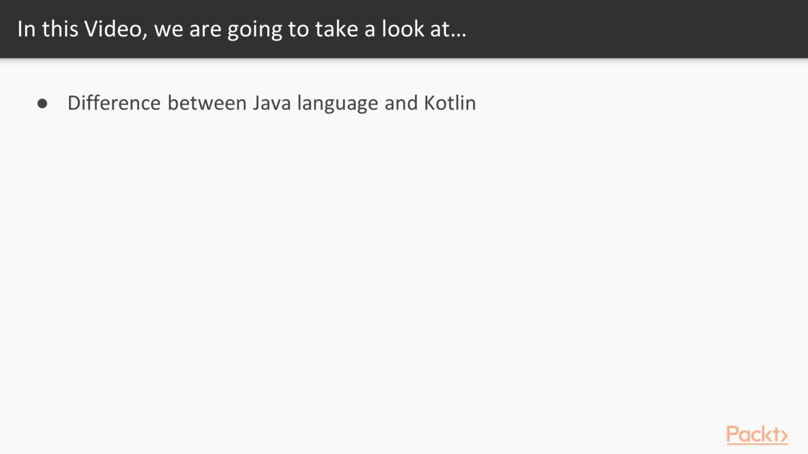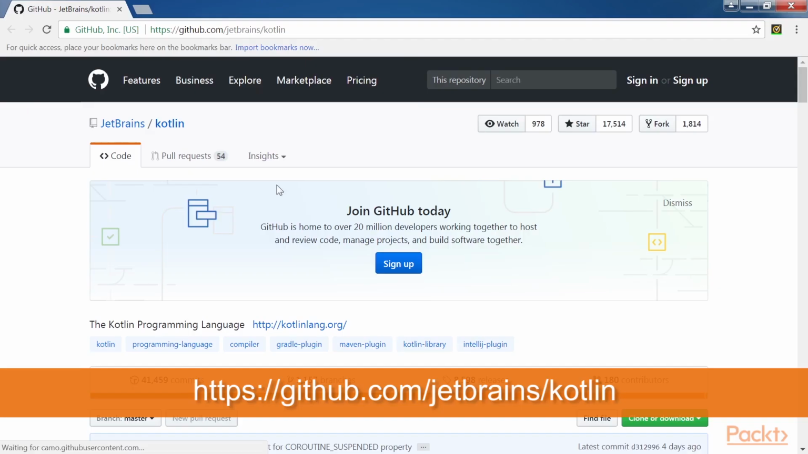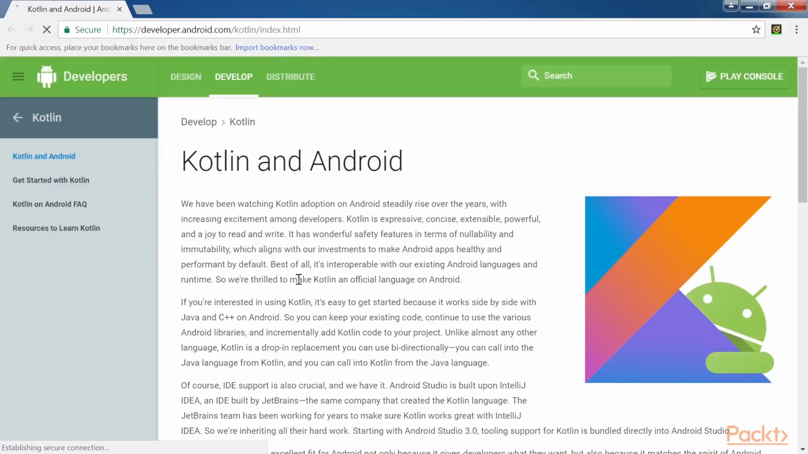In this video we will learn some of the important differences with the Java language and Kotlin. Kotlin is an open-source, statically typed language that can be used to build applications that run on the JVM, Android, and JavaScript platforms. Kotlin is developed by JetBrains under the Apache 2.0 license, and the source code is available on github.com. Kotlin is one of the official languages supported by Android.